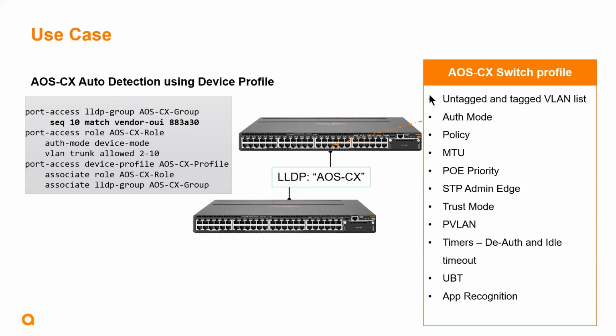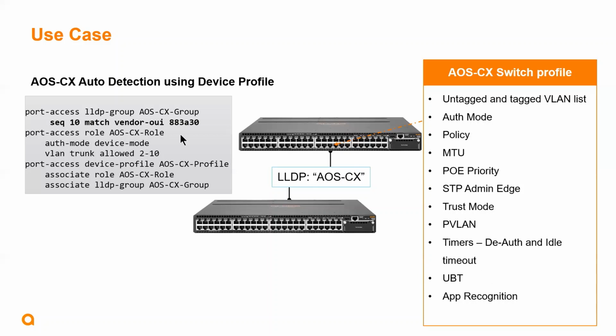This profile will contain a user role. That role will have many capabilities, like the VLAN list, authentication mode, and whether that device will be a port-level device or a client-level device, where every client connecting to that end device has to be authenticated. Next comes the policy, so we can control what type of traffic is allowed by that device. Next, the MTU, the PoE priority, whether it should be an STP admin edge port enabled device, what type of QoS it is trusted for, PVLAN, and timers, like how often we have to remove this device or this client, and how often we need to make sure the device is not idle.